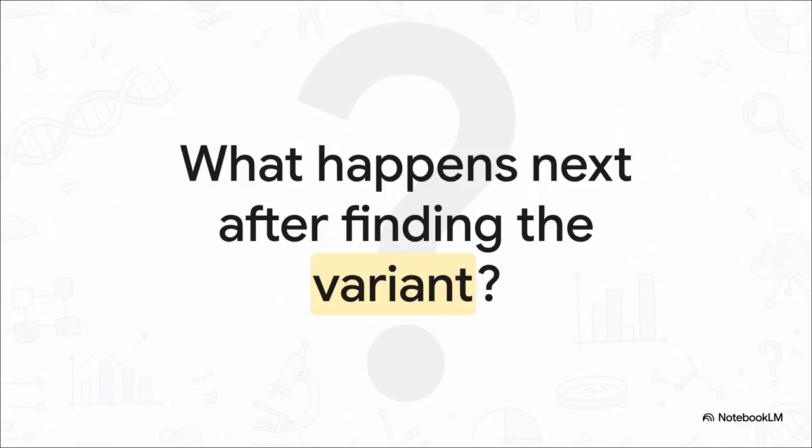Okay, so we've sequenced the DNA. The variant is found, the bioinformatics pipeline did its job flawlessly. But what happens next? A list of broken genes isn't a medical treatment, right? How do we take that raw biological finding and turn it into actual clinical meaning?